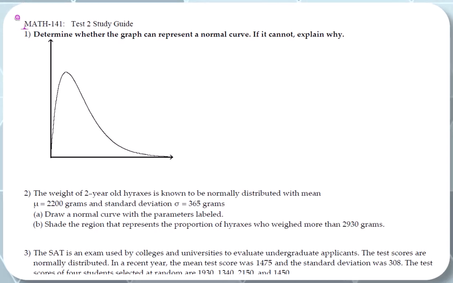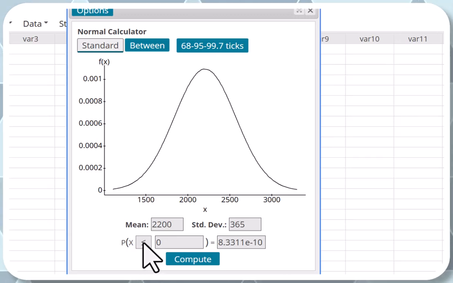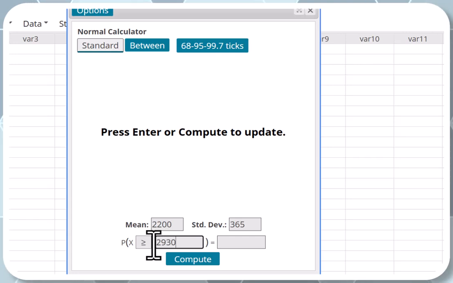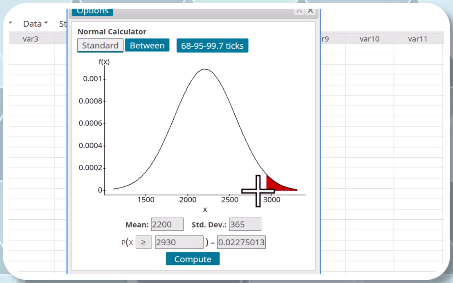Next question: shade the region that represents the proportion of hyraxes who weighed more than 2,930 grams. More than 2,930, change this one to more and put 2,930. Compute. Here you go. That's the region that is more than 2,930.